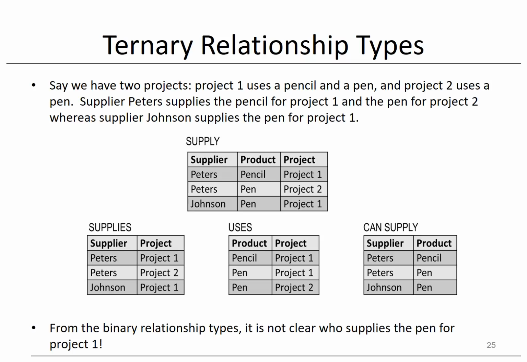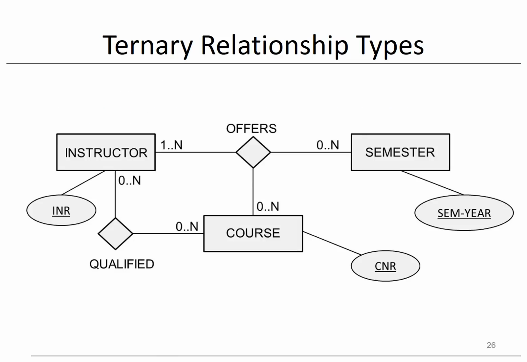This is, however, clear in the ternary relationship type, where it can be seen that Johnson supplies the pen for Project 1. By decomposing the ternary relationship types into binary relationship types, we clearly lose semantics. Furthermore, when using binary relationship types, it is also unclear where we should add the relationship attribute types, such as quantity and due date. Binary relationship types can, however, be used to model additional semantics.